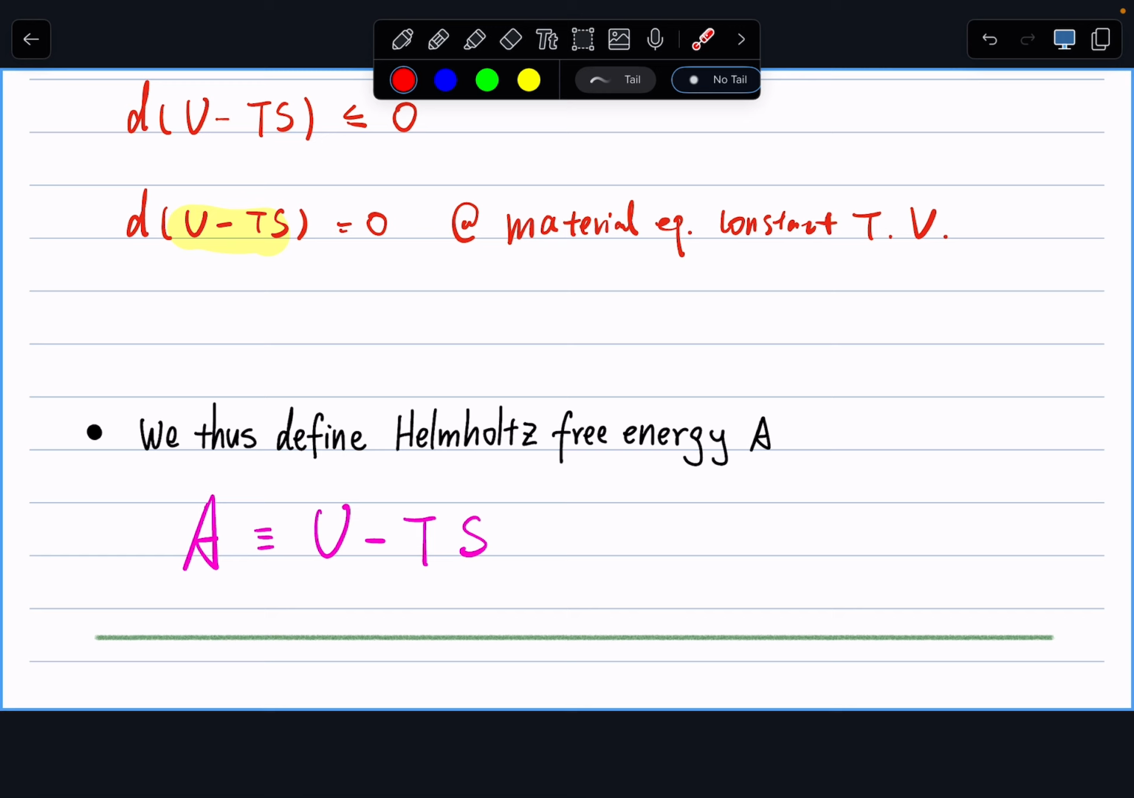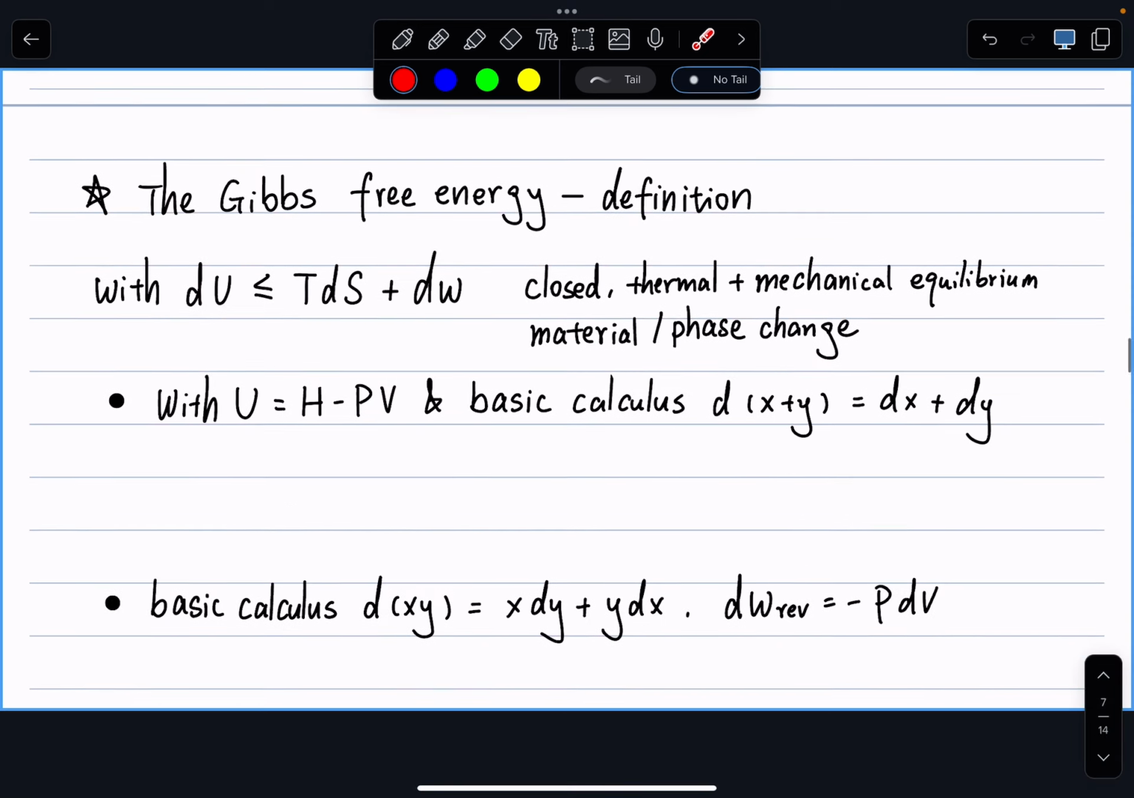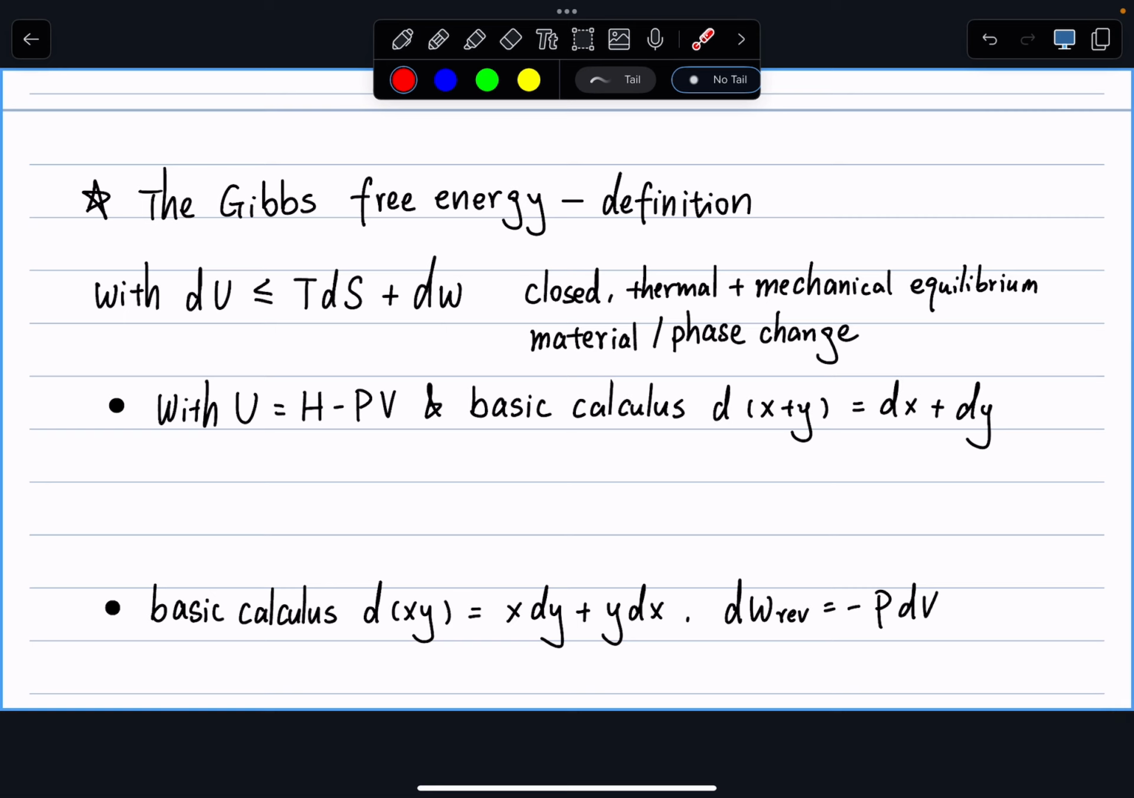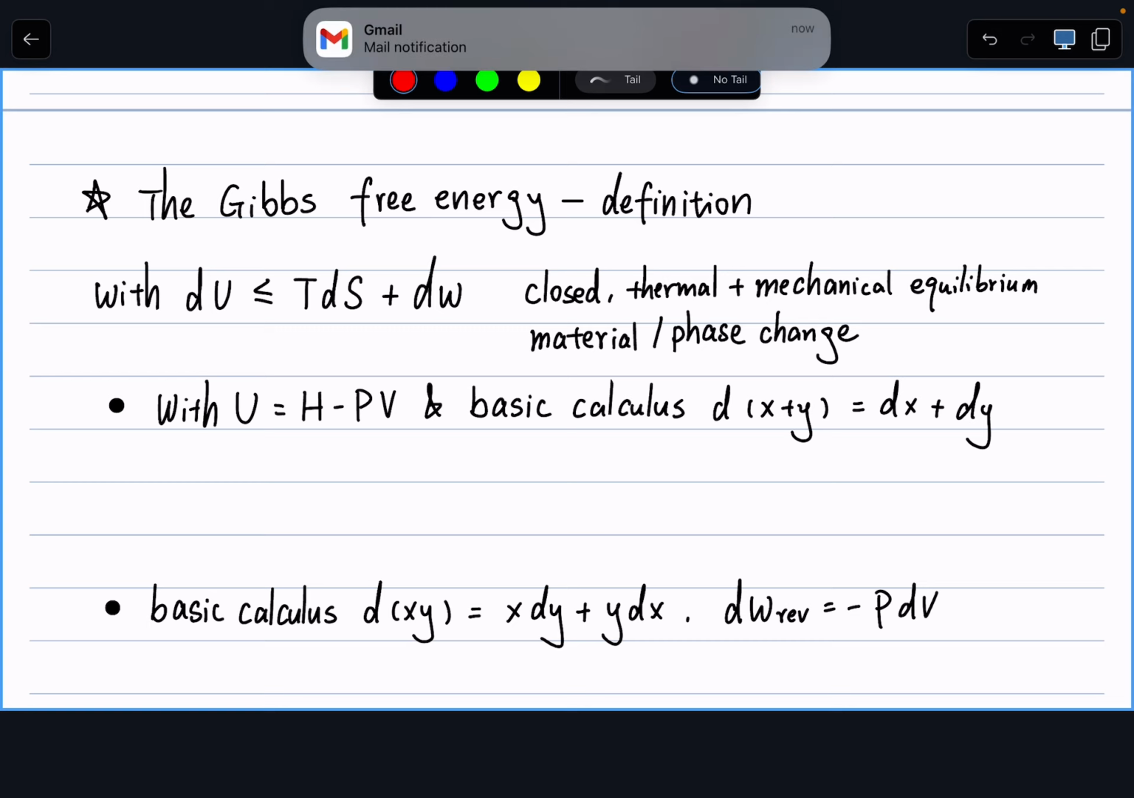All right. And likewise, we also want a different state function that describes material equilibrium at constant temperature and pressure. So we'll do the same to define our Gibbs free energy, G. So for the Gibbs free energy, we will again start from my dU smaller than or equal to TdS plus dW, and with our basic calculus and also our definition of enthalpy. So we have H equals U plus PV for your reference.